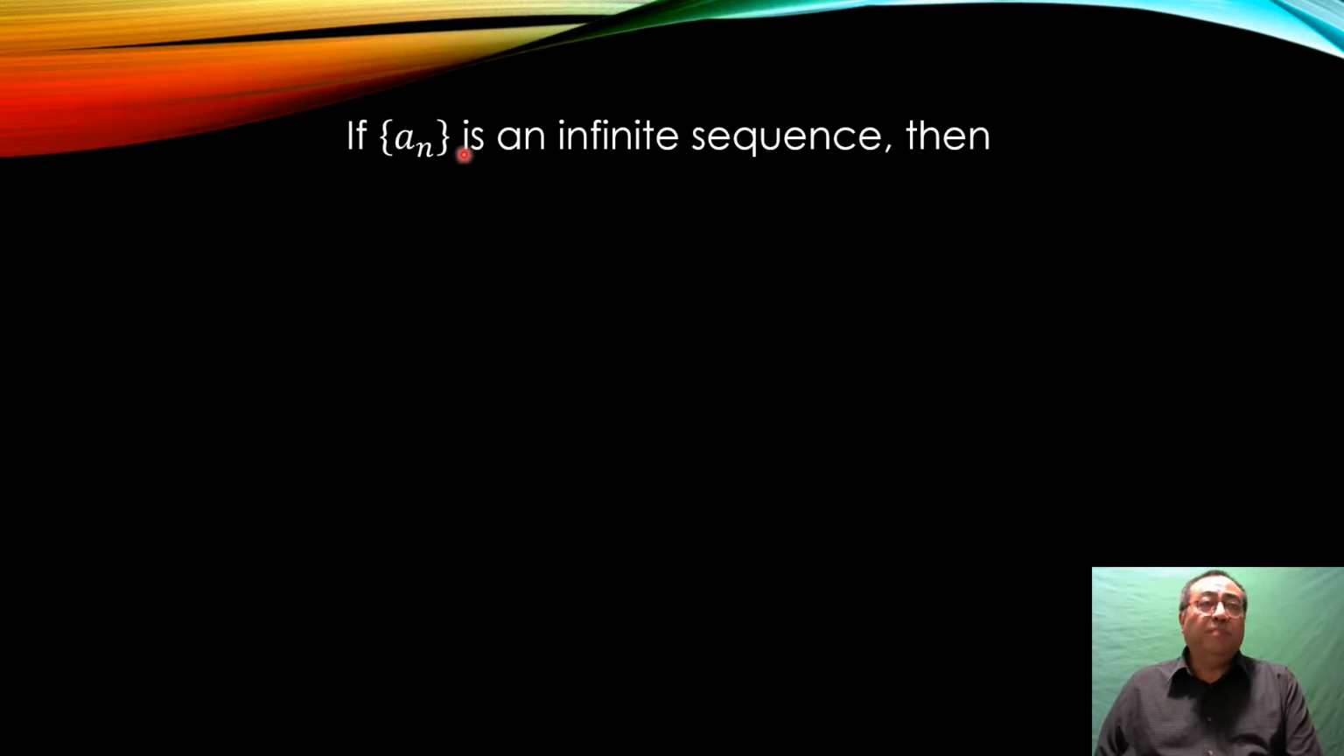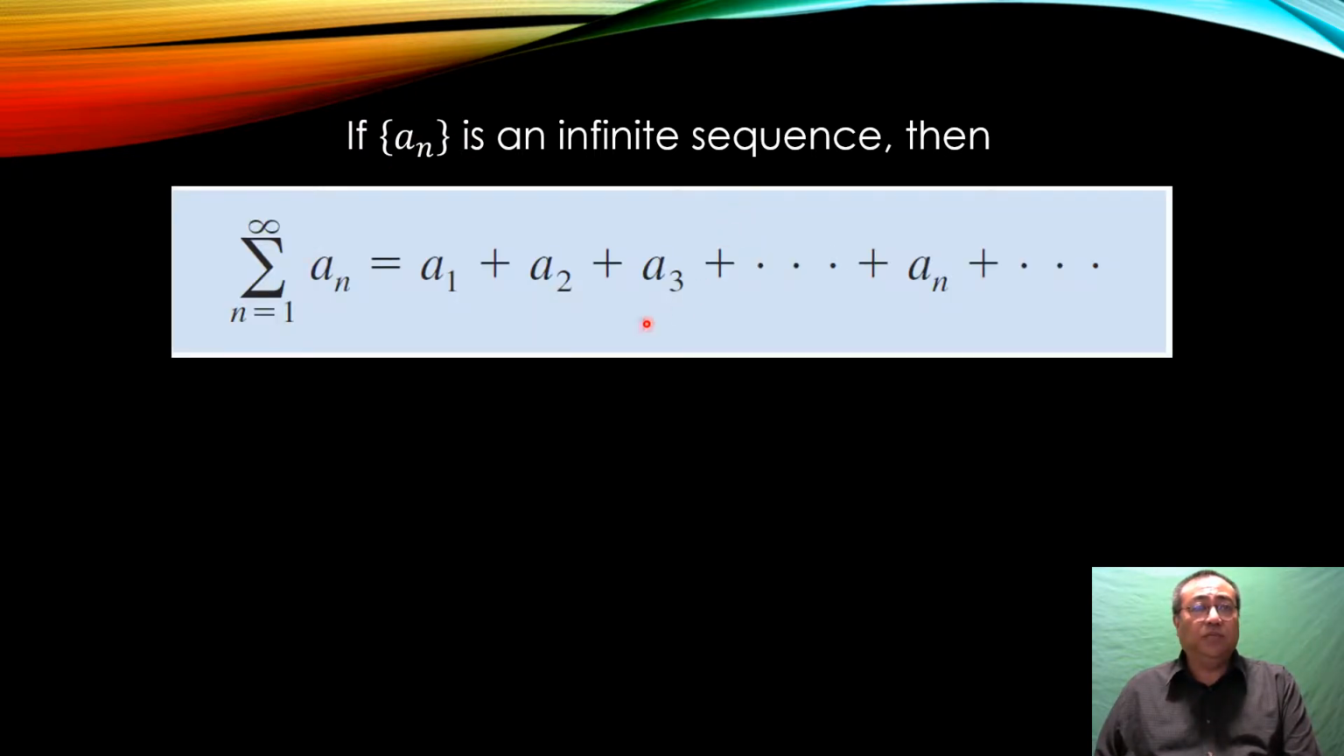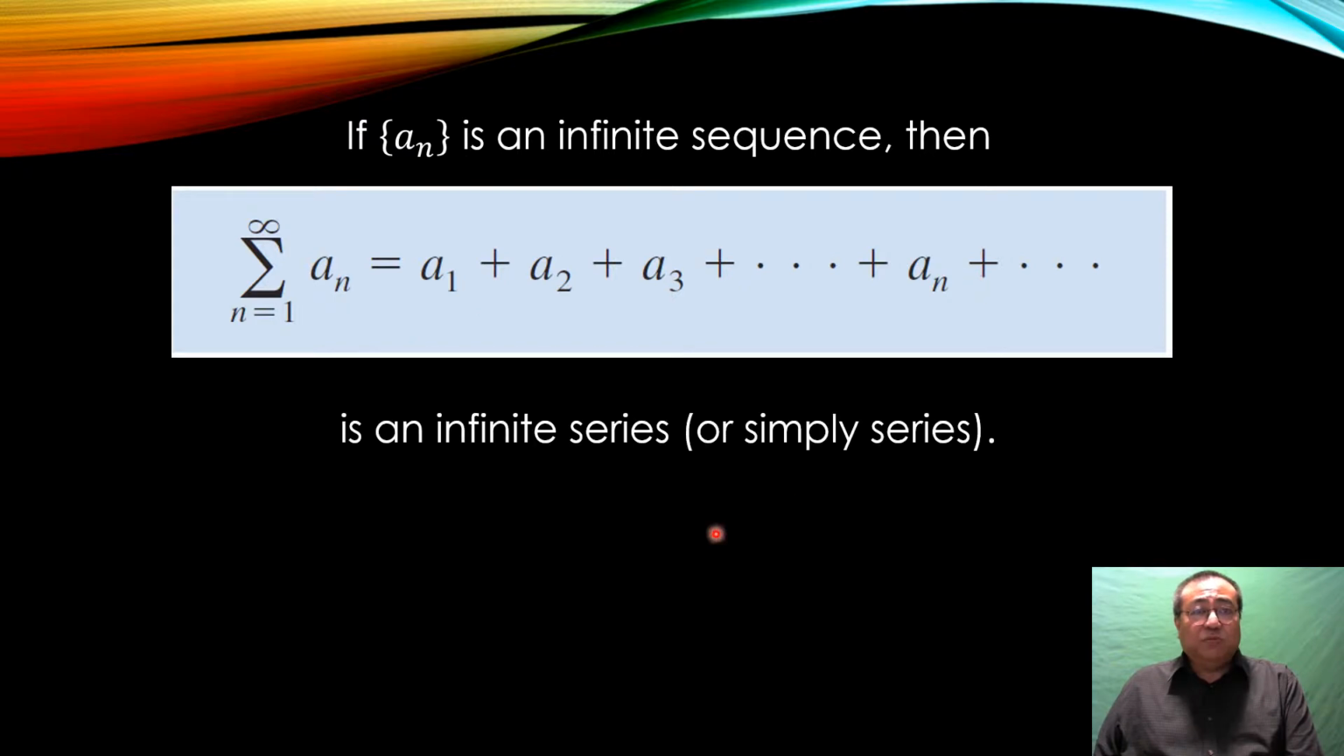Okay. Remember that this notation is denoting an infinite sequence, as n goes to infinity. Now, if this is an infinite sequence, then this is the sum of each of those terms. This is the sum of those terms, and this is what is called an infinite series. An infinite series is a sum of an infinite sequence. We're going to usually just call it series instead of infinite series.